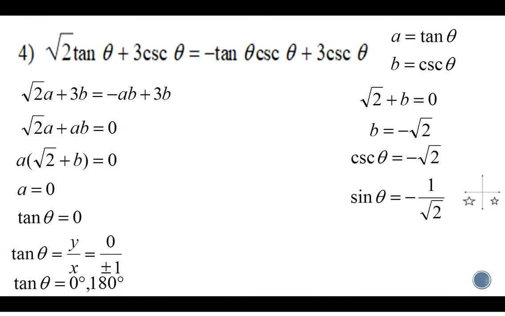Bam. So sine is negative in 3 and 4. So then you're going to do the inverse sine of 1 over radical 2, and you get 45. And then you just do 180 plus 45 and 360 minus 45. And there are your two from the other x-axis.